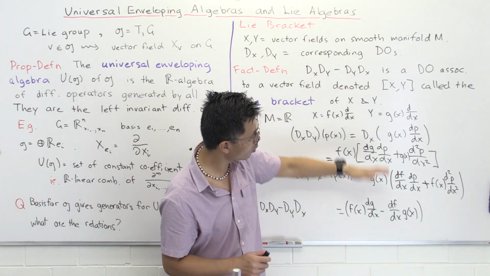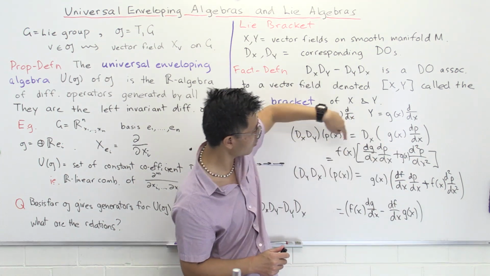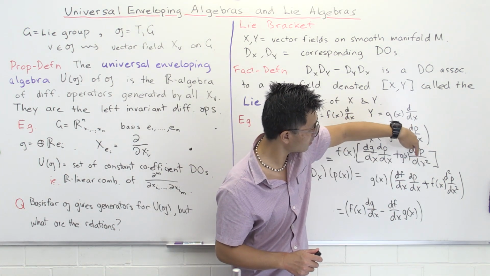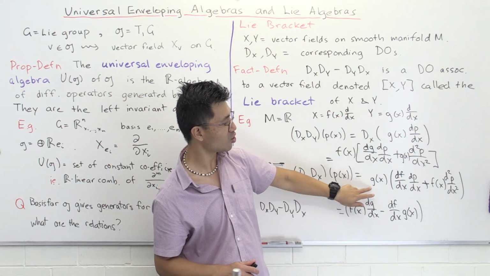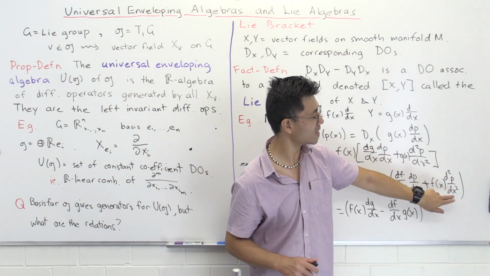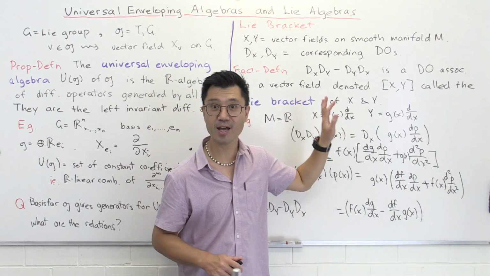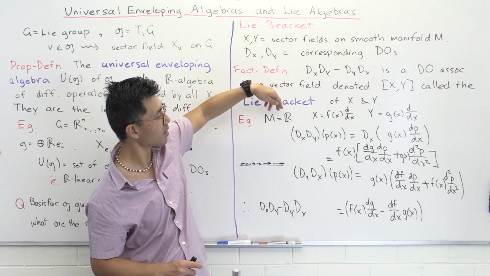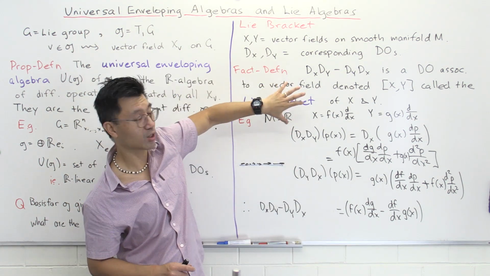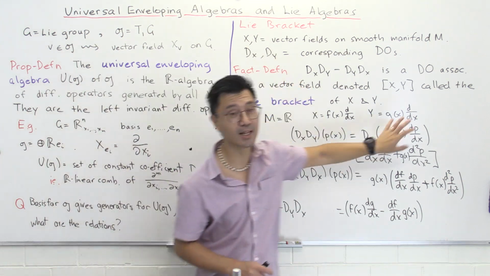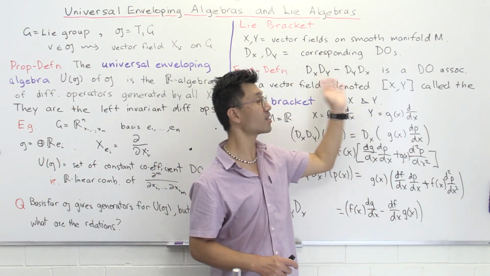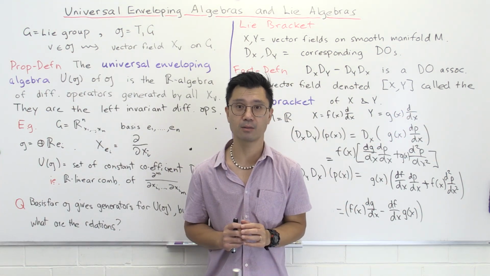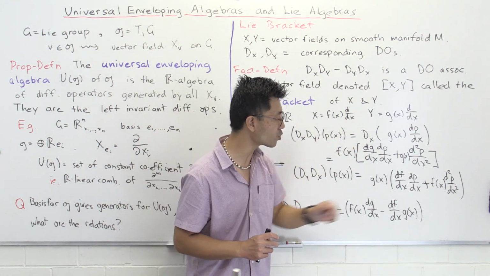And what we find is, when we look at the difference, let's look at the second order terms. You've got f of x g of x times d²p/dx² minus g of x f of x times d²p/dx². So they cancel out. Okay, and that's the key thing. Even if you have higher dimensional Euclidean space, the key point is that the second order terms, when you look at this difference, cancel out, and you're just left with first order terms.